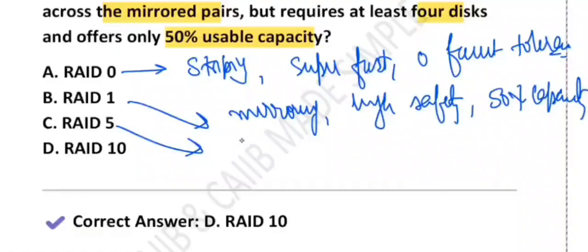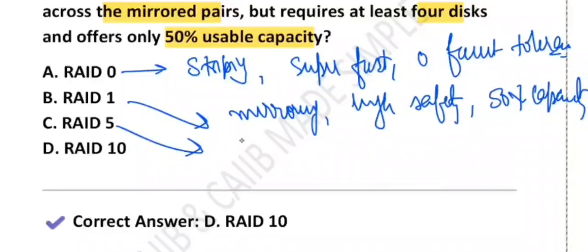As we have discussed, RAID 10, what is happening here? That 1 then 0, right? First of all, it does mirroring first. After mirroring, it stripes. So you can remember it like this: 10 is base of 1 plus base of 0. This way you can remember.